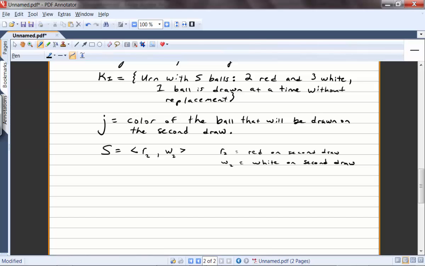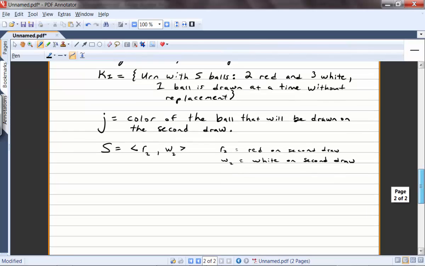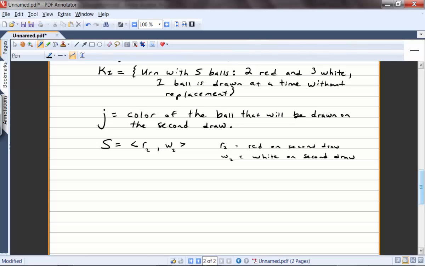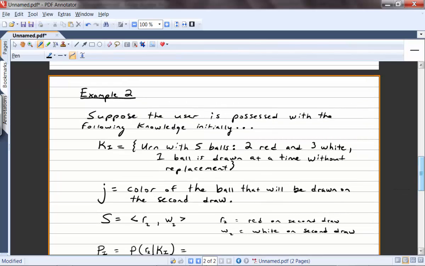Alright, so based on the knowledge that the user has initially, what we want to do is attach probabilities, right? We want to give our initial probabilities before receiving a message. In other words, we want to know what's the probability that red will be drawn on the second draw, given our initial knowledge, right? Well, it depends on what was drawn on the first draw, which I didn't tell you about, right?